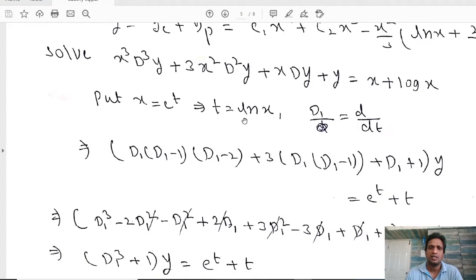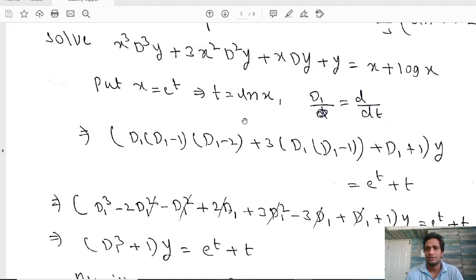Yesterday we solved only second order differential equations of Cauchy-Euler type. Today we are discussing third order, that is x cube d cube y plus 3x square d square y plus x dy plus y is equal to x plus log x. Let's first of all conclude whether it is a Cauchy-Euler equation or not.